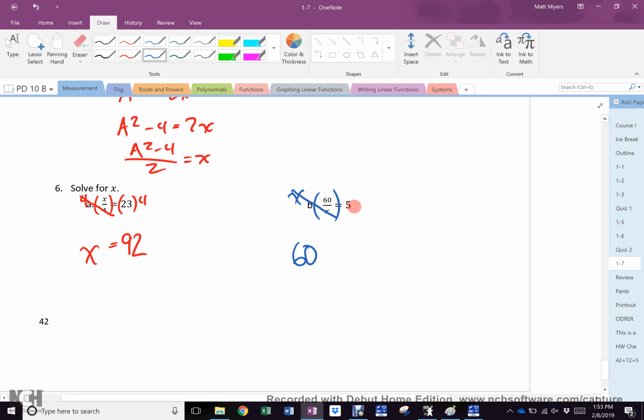What do I have to do to this side? Multiply by X, and I have 5X equals 60. Then I divide by 5, and X equals 12. Please notice the shortcut. It is one of the most handy shortcuts you will need. If the number's on the bottom, what did I do? I multiplied. If the letter's on the bottom, what did I do? 60 divided by 5 to get my final answer.